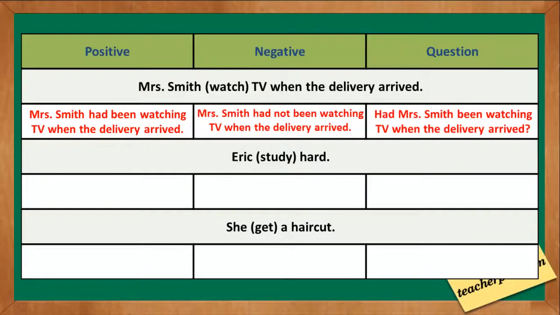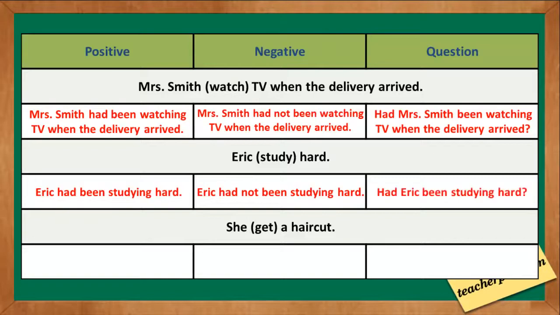The fourth one. Eric studied hard. The verb is study. The correct positive statement is Eric had been studying hard. The negative statement is Eric had not been studying hard. And the question is, had Eric been studying hard?